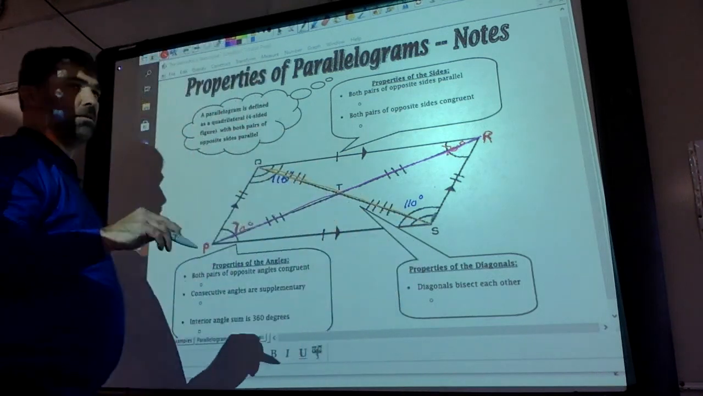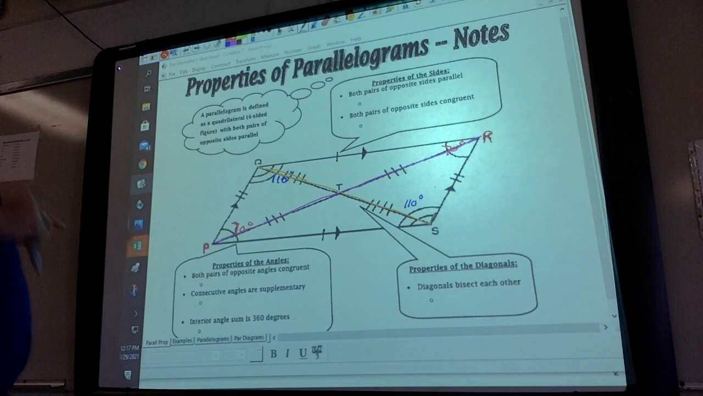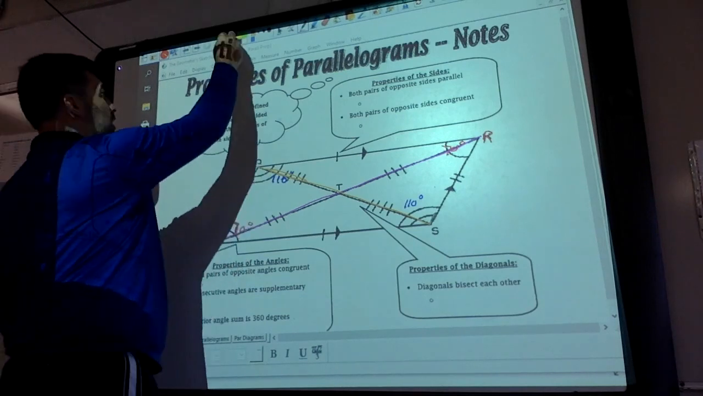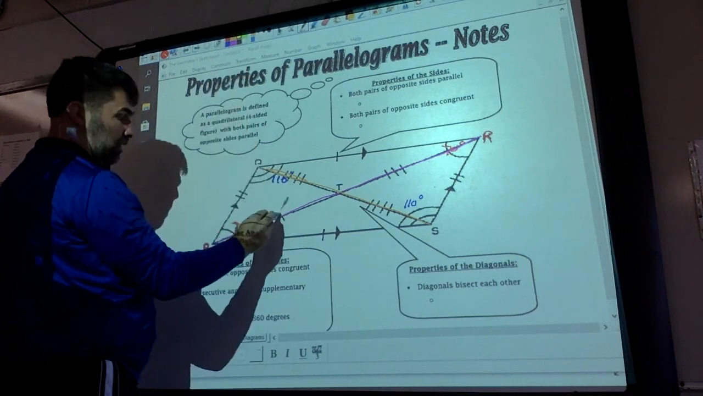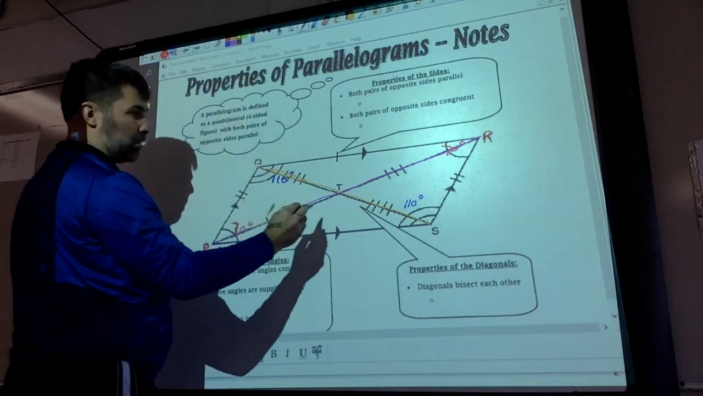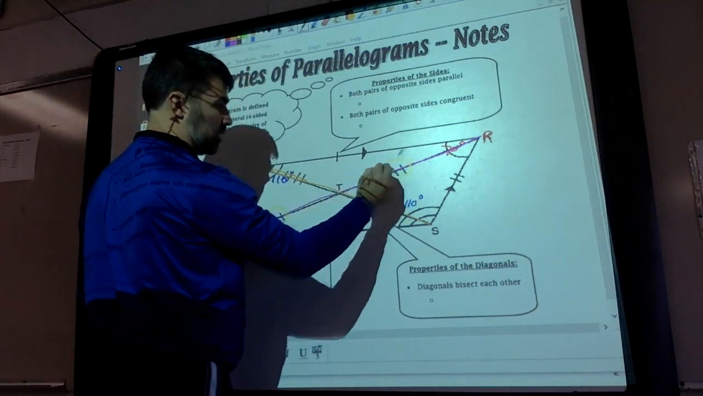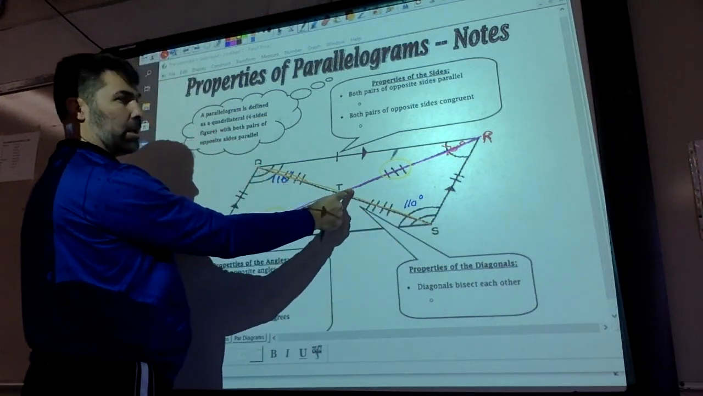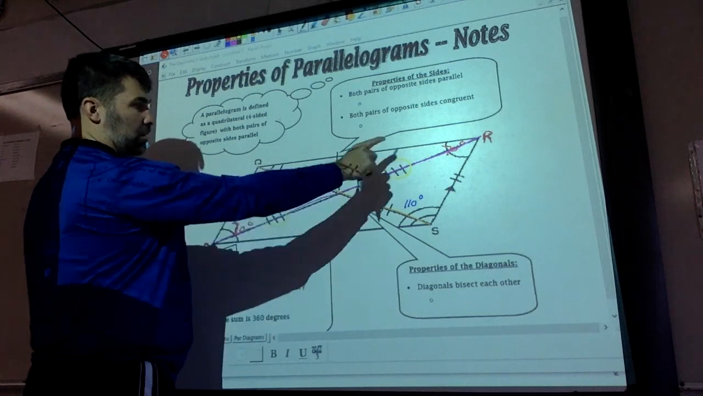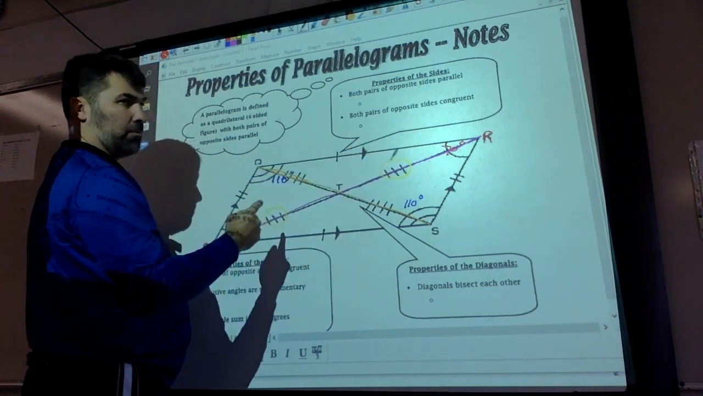They bisect each other, so they cut each other in half. So that's what these marks mean, cut in half. So this 3 marks and 3 marks, what that diagonal did is cut the other one in half. So let's say the whole purple one is 20.